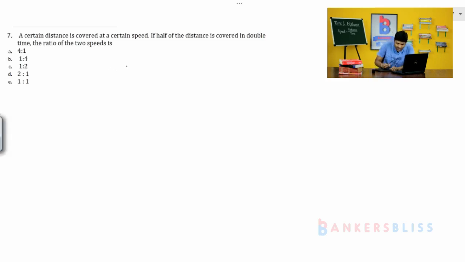See here, S1, speed 1 is equal to distance by time. Next, what they are telling? The next speed, half of the distance in double time. So, S2 is equal to d by 4t. Okay, see here, 2t into 2, 4t. So, now what they are asking?